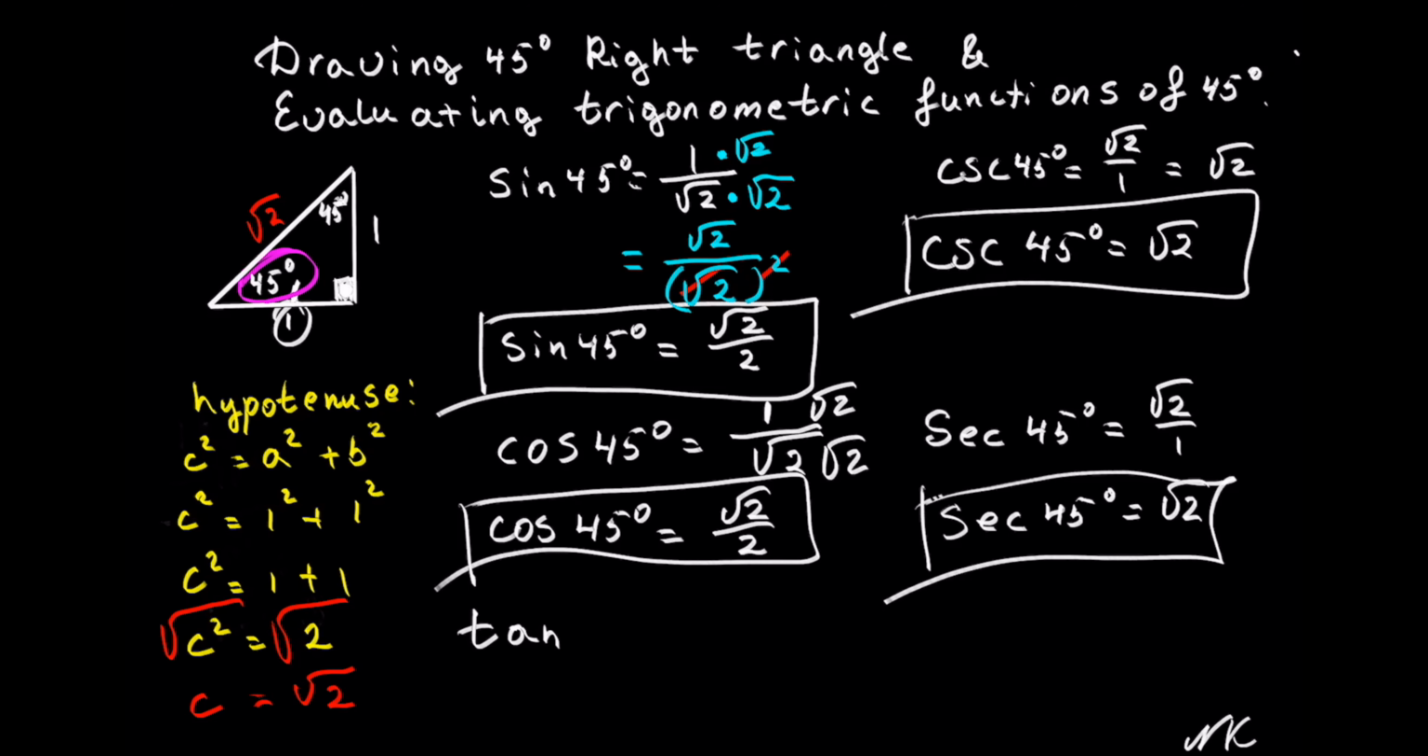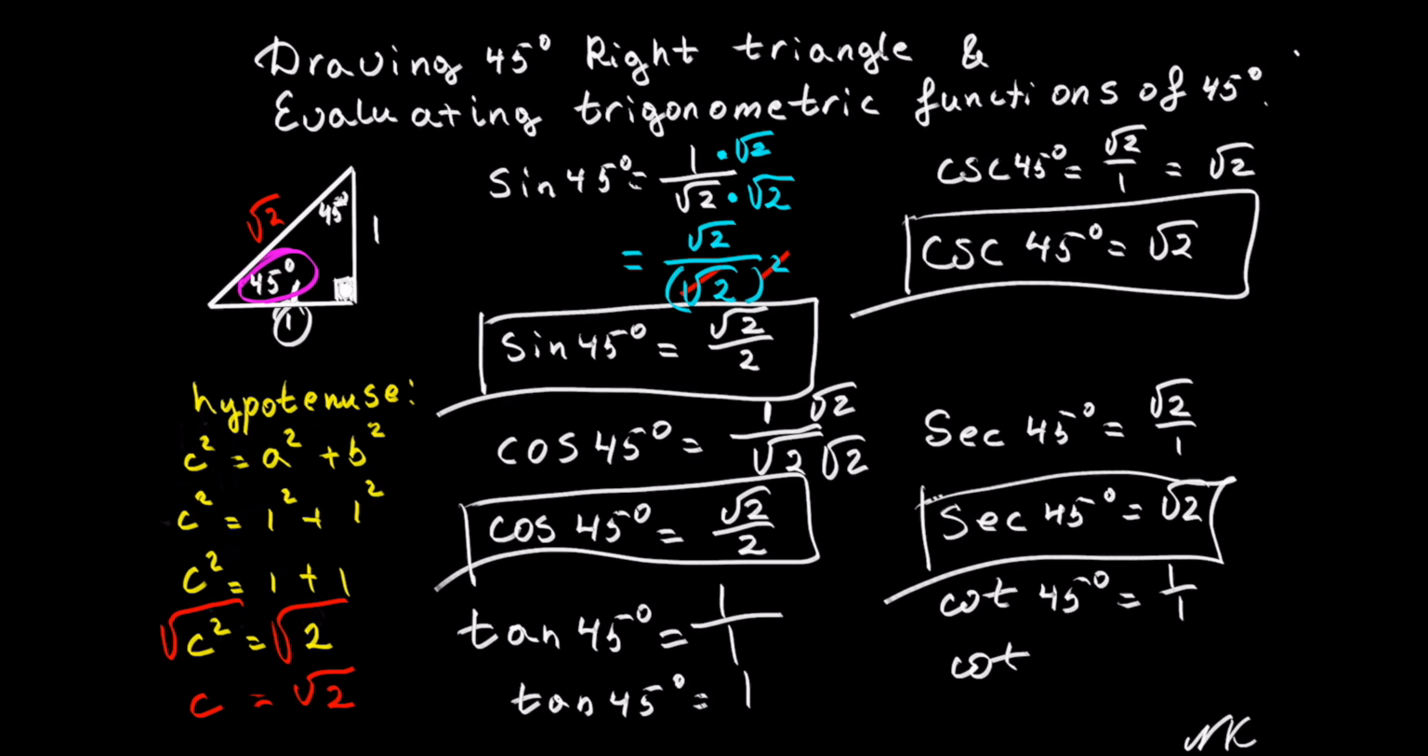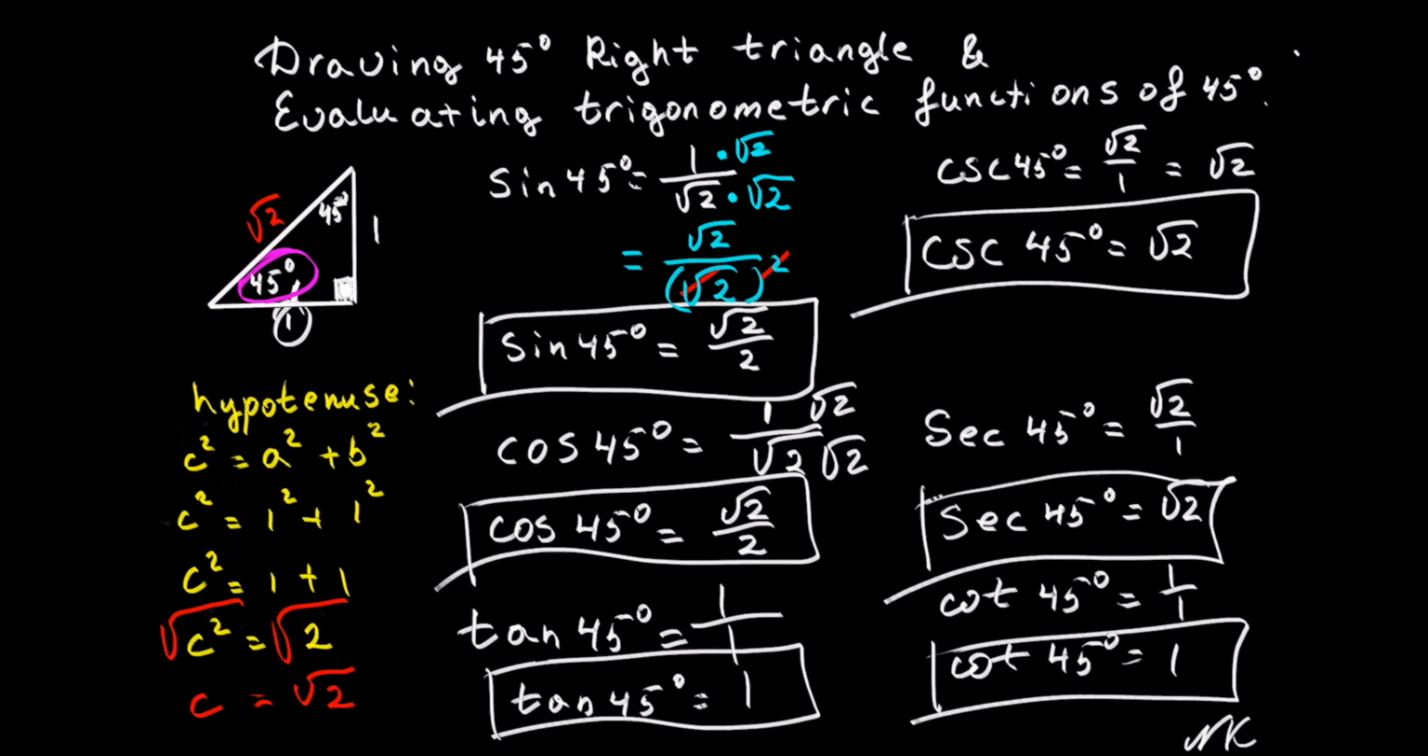Tangent of 45 degrees is the ratio of the opposite side from 45 degrees, which is 1, divided by the adjacent side, which is also 1. Once you have tangent, you also have cotangent of 45 degrees, which is also a ratio of 1 out of 1. So tangent of 45 degrees simplifies into 1 and cotangent of 45 degrees is also equal to 1. That's all.